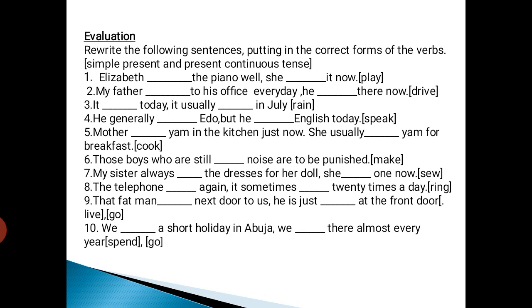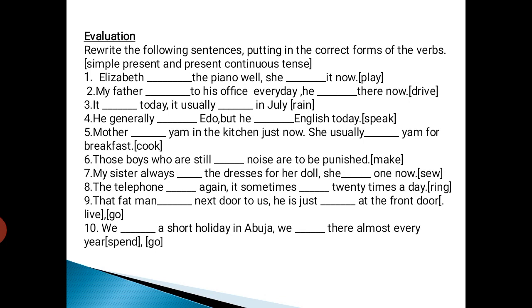By the end of this lesson, we have to do some exercises to test our understanding. The exercises are as follows. Rewrite the following sentences, putting in the correct forms of the verbs in the simple present tense and the present continuous tense. One. Elizabeth dash the piano well. She dash it now. We use the verb play and put it in the correct form.